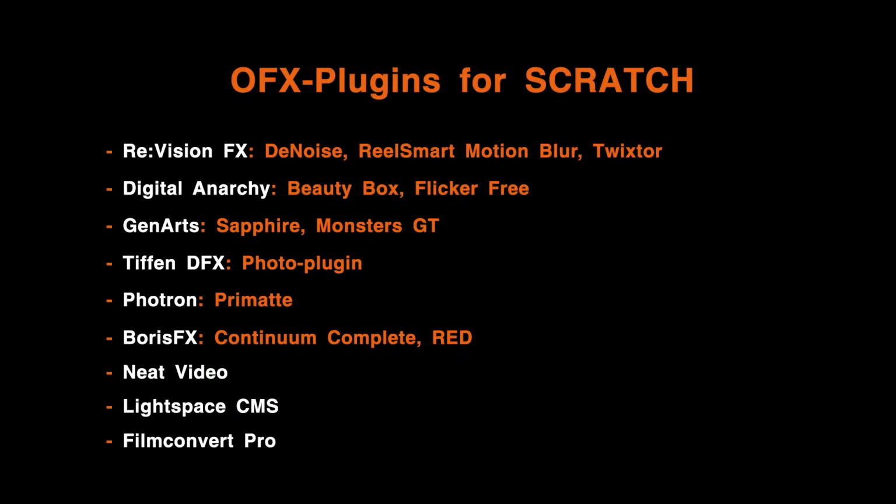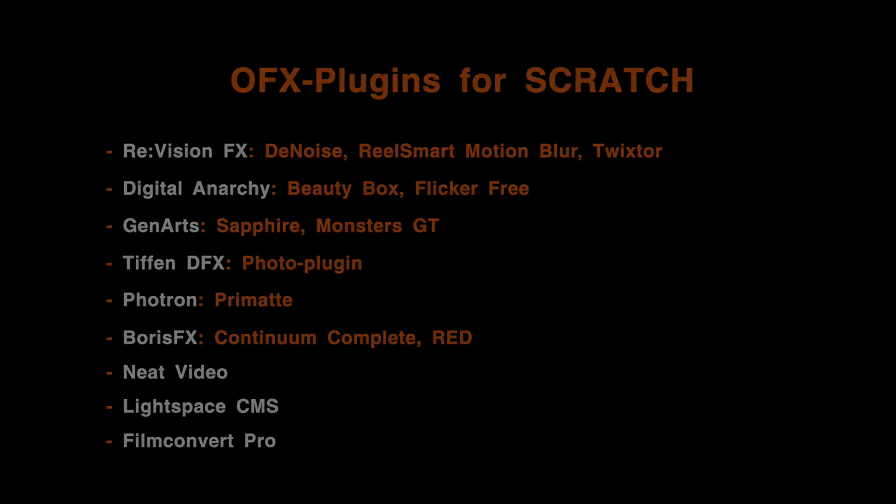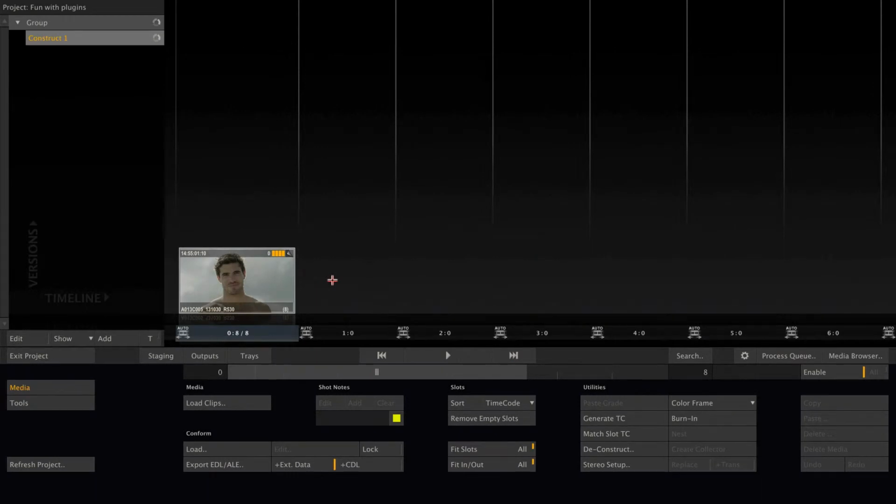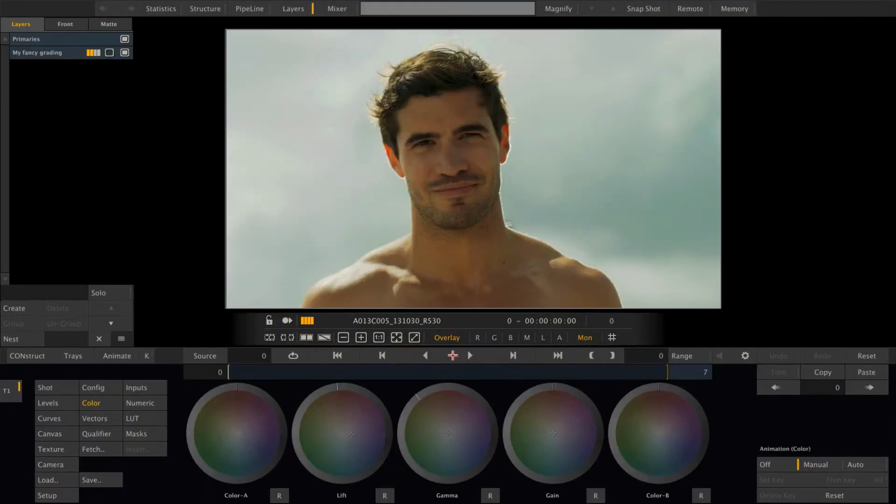In this tutorial we will first look at how to add a plugin to a particular shot, and second, how to add a plugin to an output node or a complete timeline, so to speak. Okay, let's enter into the matrix.